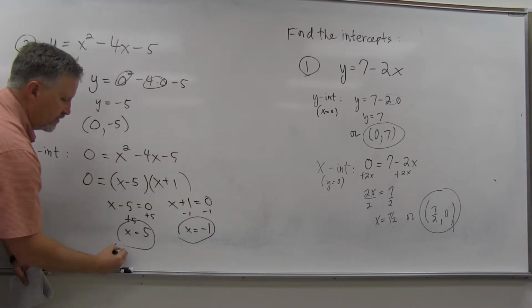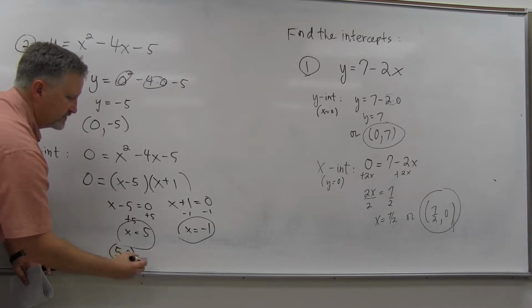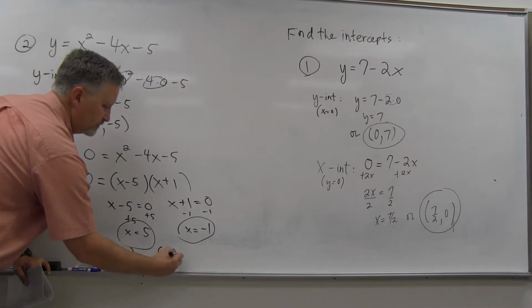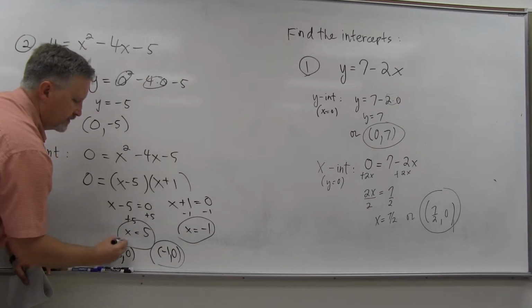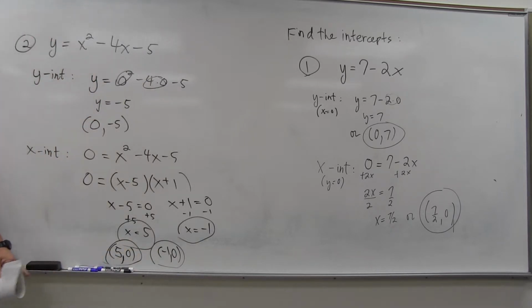So 5, 0, we write it in ordered pair, 5, 0, negative 1, 0. Those are the actual x-intercepts. So yeah, that one's going to cross the x-axis twice. Cross the y-axis once. Yeah, you can have more than one of each kind, but is that okay? All right.